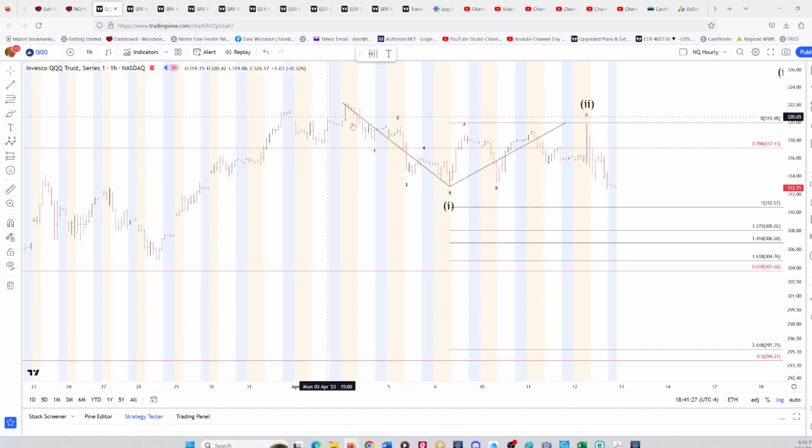Okay, so we'll see how this plays out. Interesting that the Qs are cooperating again. NASDAQ leads on the way up, leads on the way down. But we'll see how this plays out.